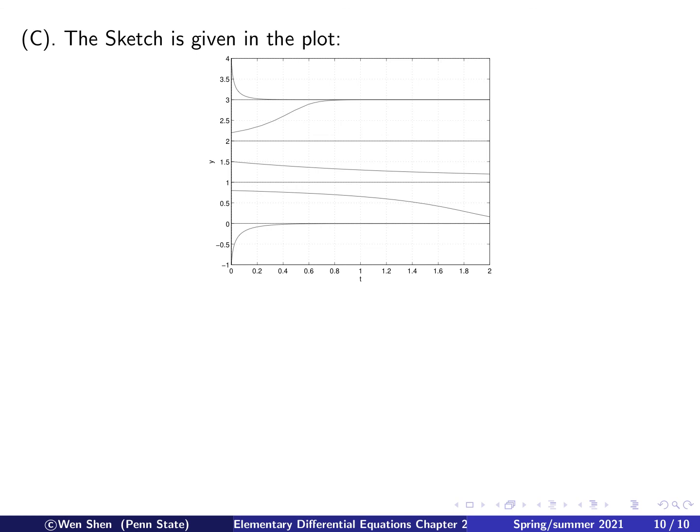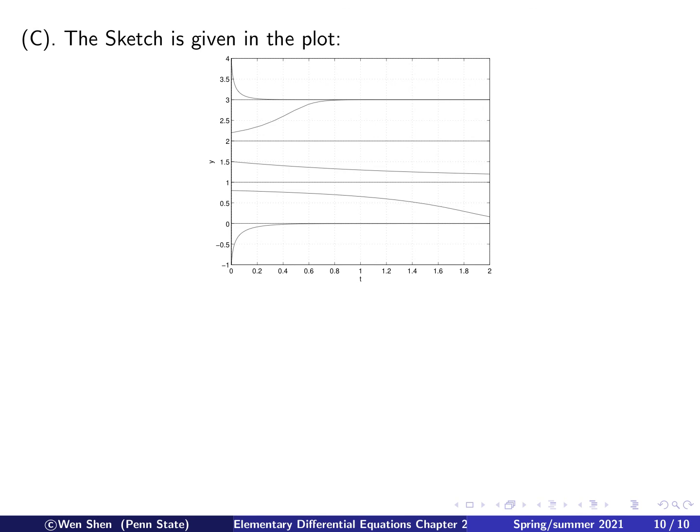Okay, and problem C, to give the sketch. So we can quickly give the sketch. We identify the equilibrium solutions, which are constants. We draw 4 of them, and we know the sign of y prime on each of the intervals cut by these 4, and we can just draw it.